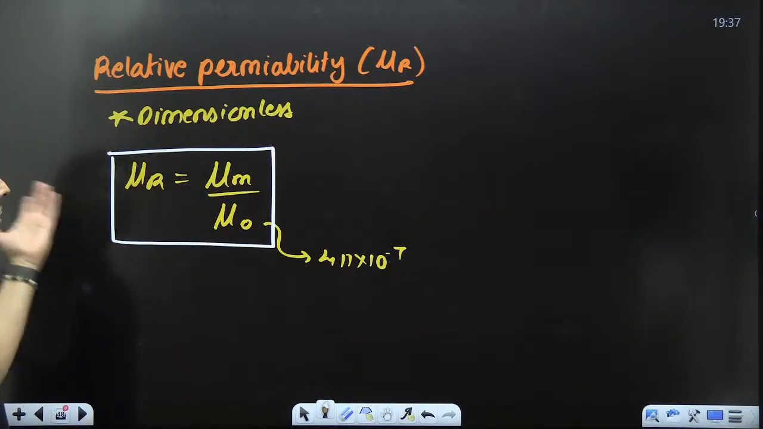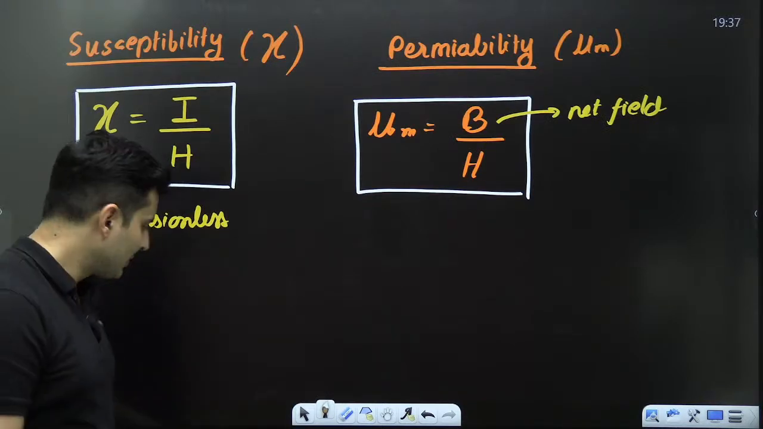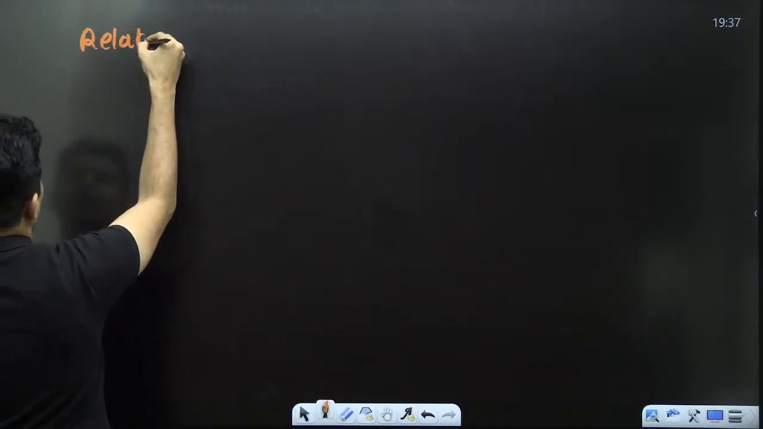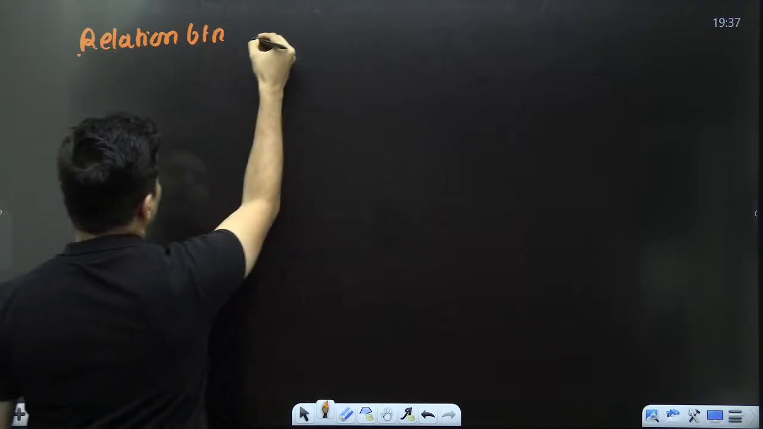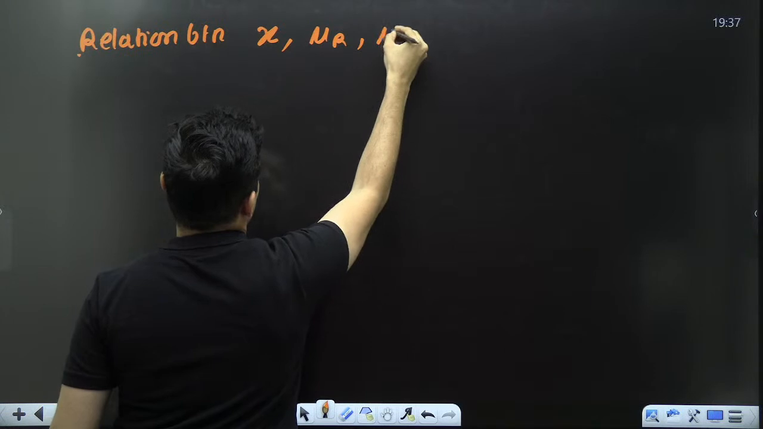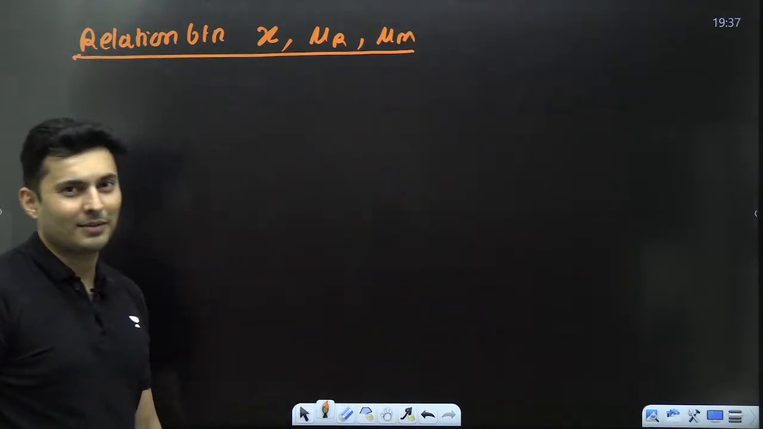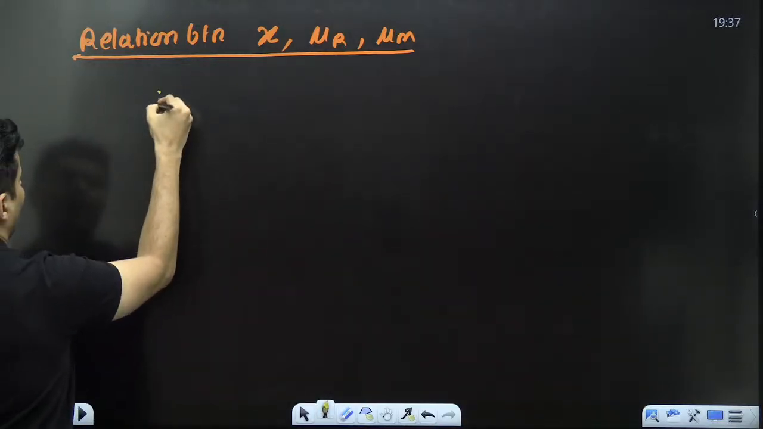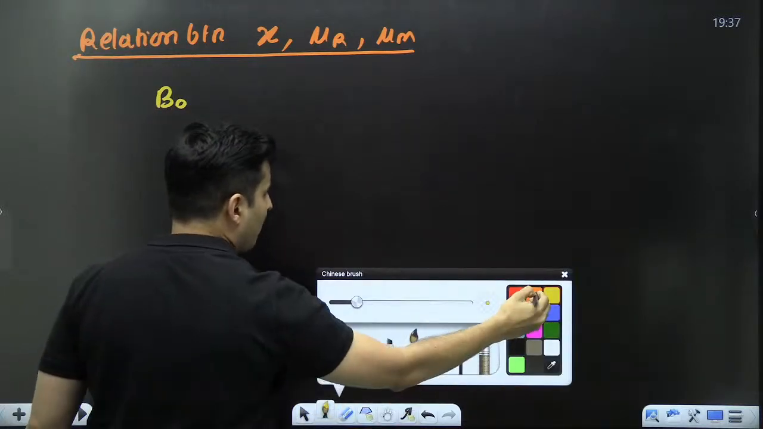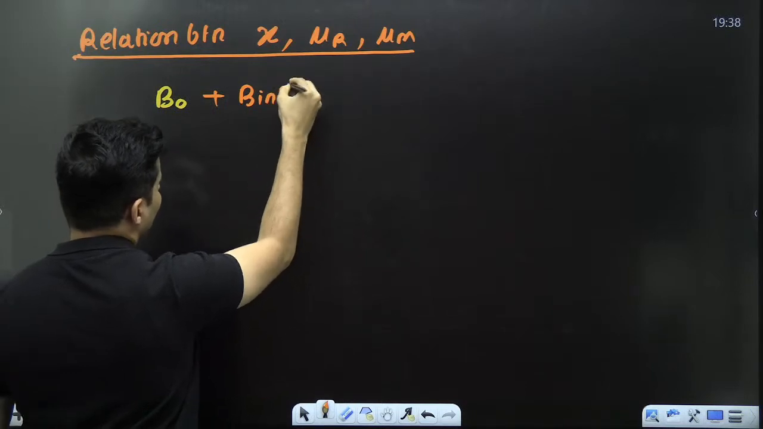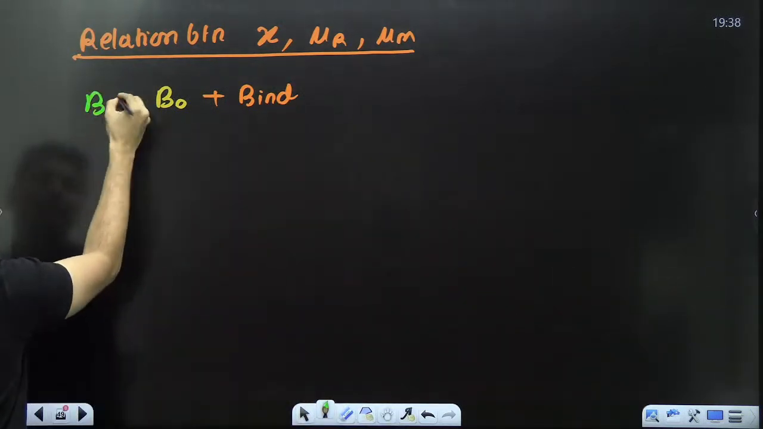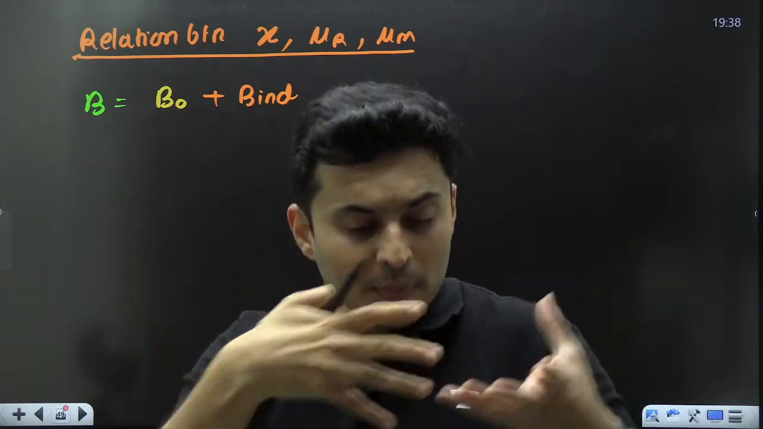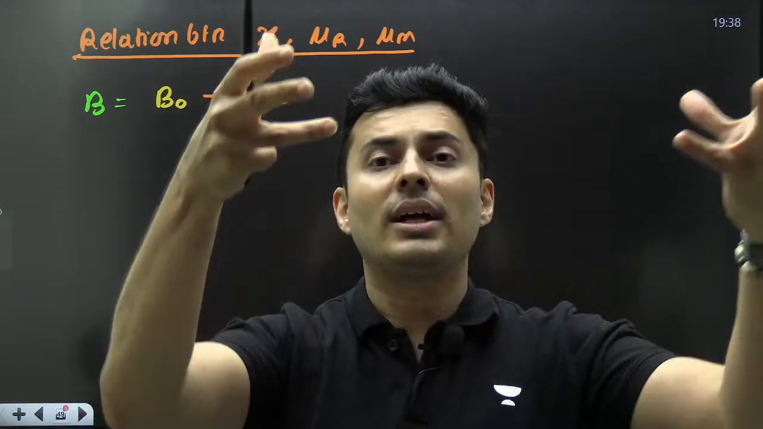Now, is there a relationship between all these variables that we have studied? The answer is yes. So let's find out the relationship between these variables. The relation between x, mu r, or just mu m, and all these things, how are they related to each other? We start our discussion with the external field plus the induced field gives you the net field. I just started my discussion with this formula itself. Your external field and how much the material got magnetized, that induced field together gives you the net field.